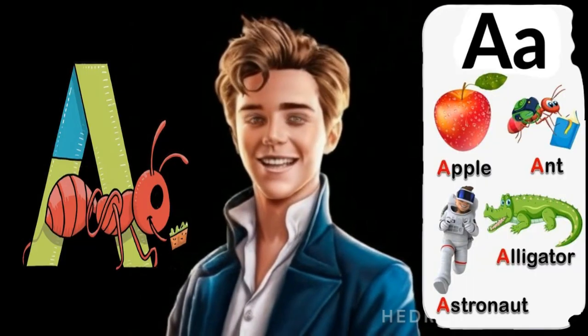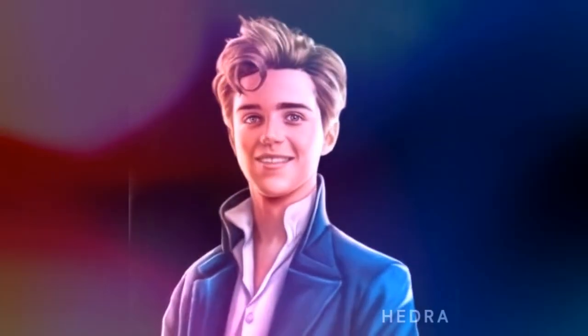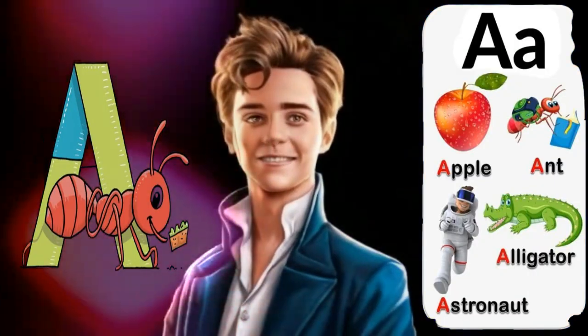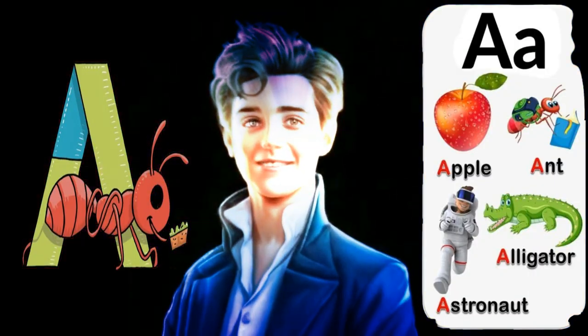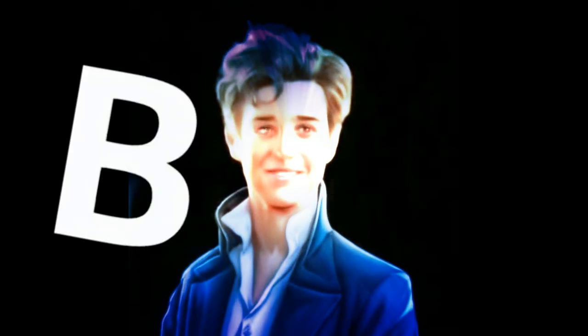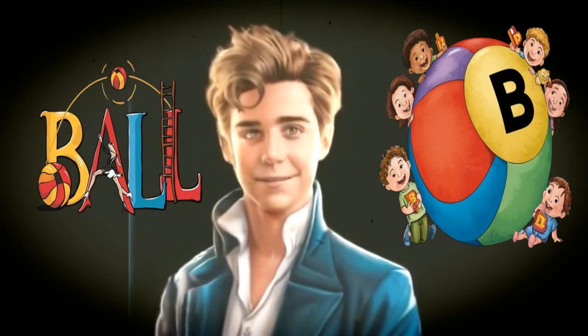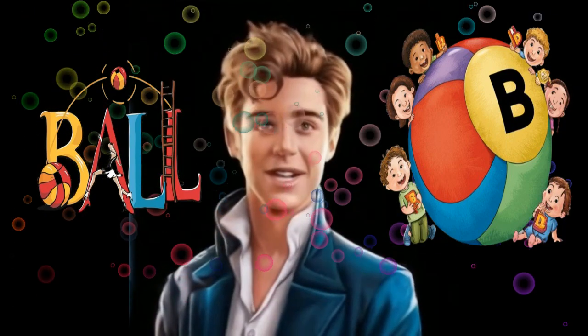Today, kids, we will learn the A to Z alphabet and make a word with each letter. Let's get started. A. A is a letter. A for ant. Ant, which is a word made up of 3 letters. B. B is a letter. B for ball. Ball, which is a word made up of 4 letters.